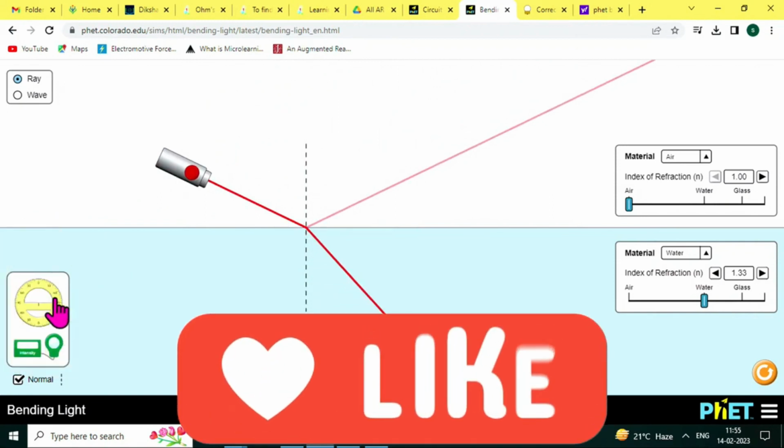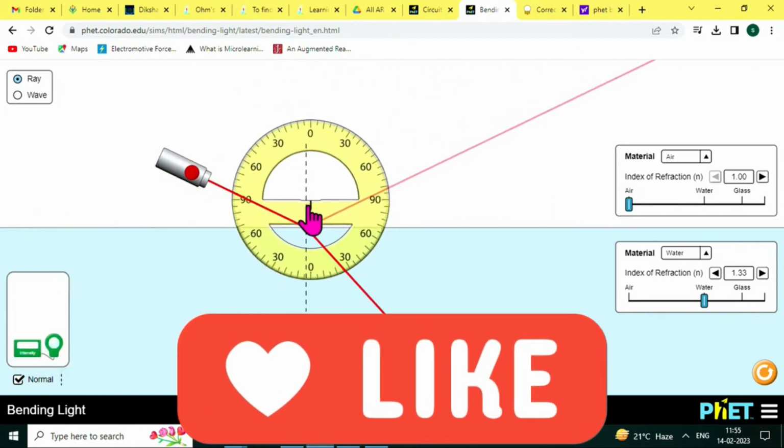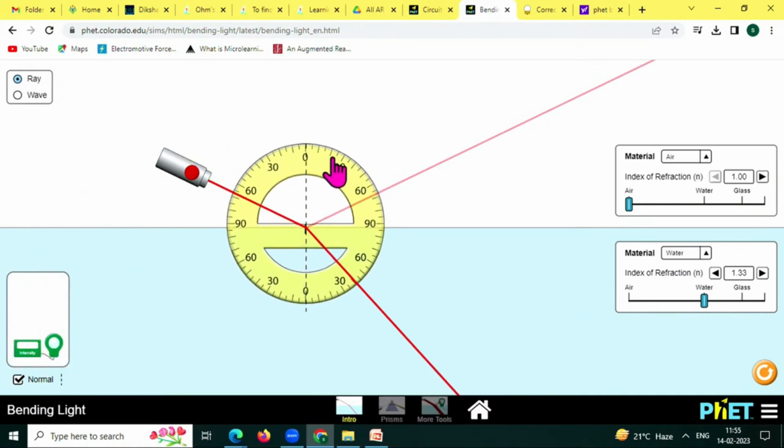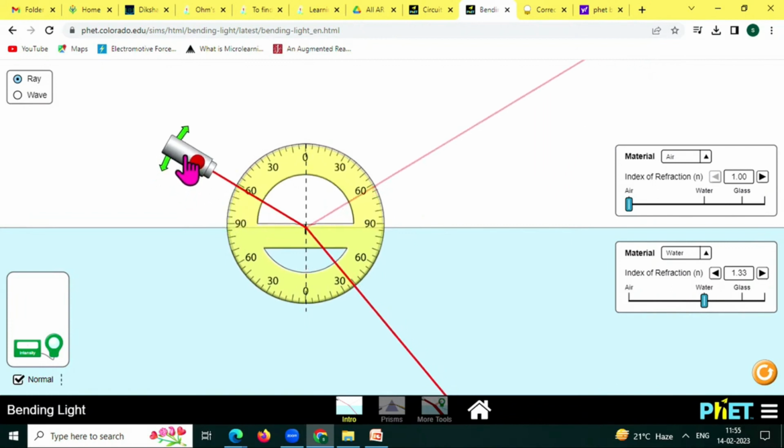So, let us click on the tool and bring it here to measure the angle, because measurement of angle is also a skill that students should learn. So, is it 60 degrees or is it 90 degrees? Students can do it here.